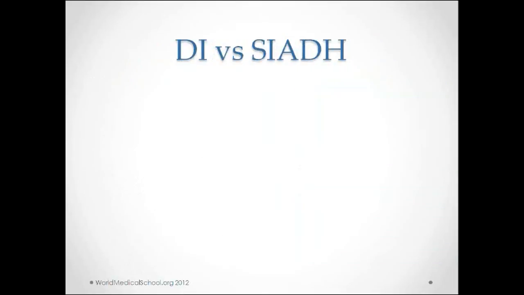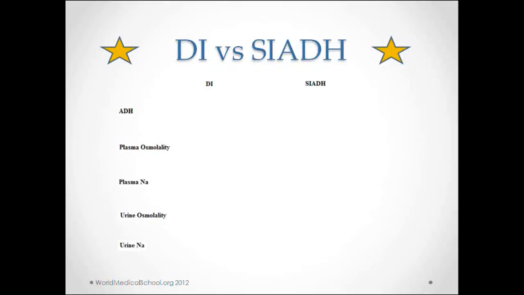Now let's compare lab values in diabetes insipidus and SIADH. ADH in diabetes insipidus is normal to low, which means the kidney is unable to absorb water. So plasma osmolality and sodium will be high. And since there is too much water in the urine, urine osmolality and urine sodium will be low. And finally, in SIADH, the lab values will be exactly opposite to that of diabetes insipidus.